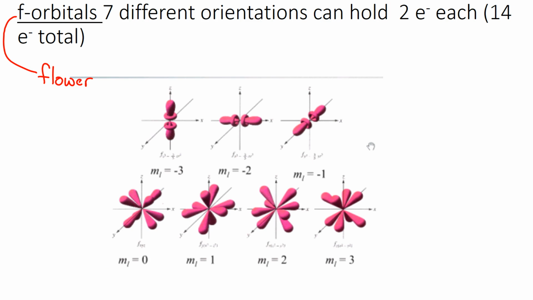That's fine. IUPAC disagrees. That's the people that kind of give us the names and the rules. IUPAC, International Union of Pure and Applied Chemistry. All right, 7 different orientations, 2 electrons each, so 2 times 7, 14 total electrons. Now, depending on the periodic table you get, sometimes you'll see a little gap right here.